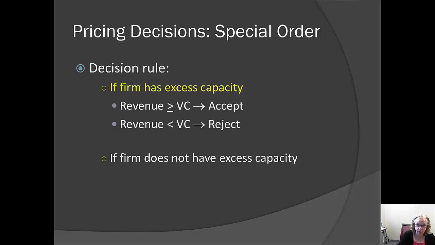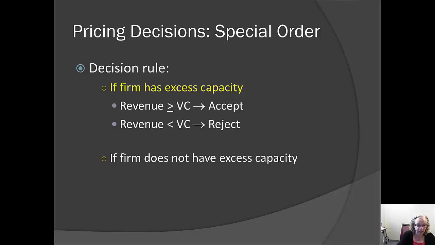However, if the revenue from the special order is smaller than the variable cost of the special order, the firm would want to reject the order because they would lose money. Each unit would not even cover the variable cost of its production.